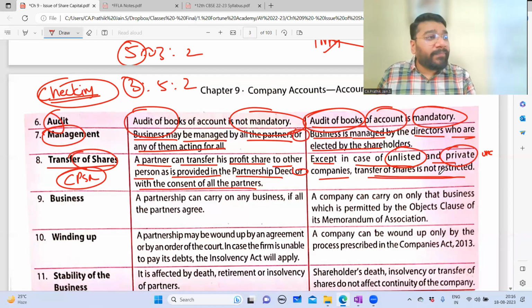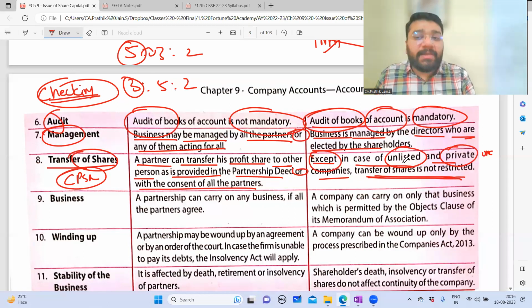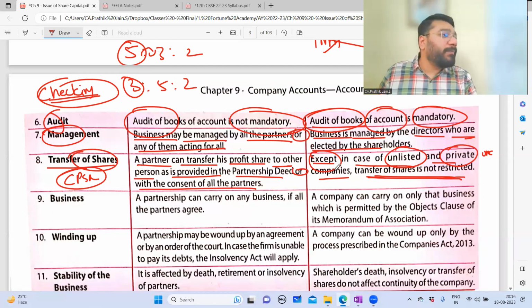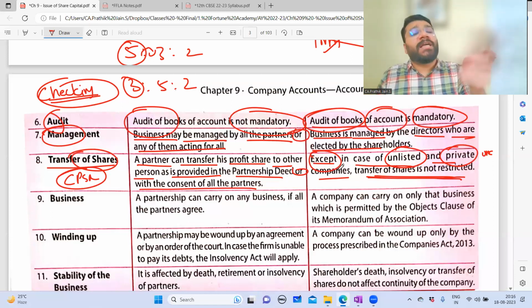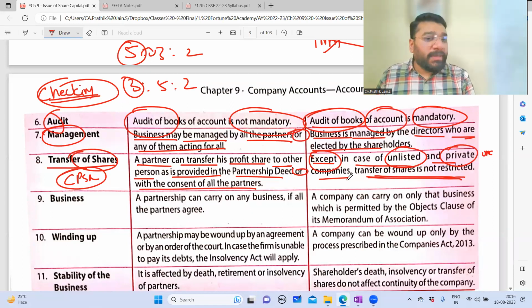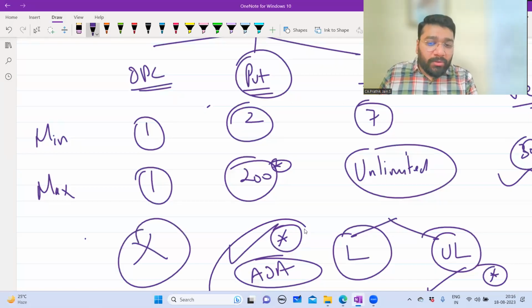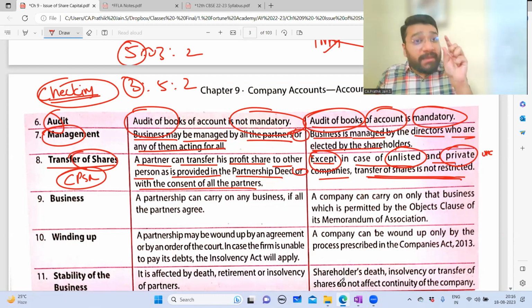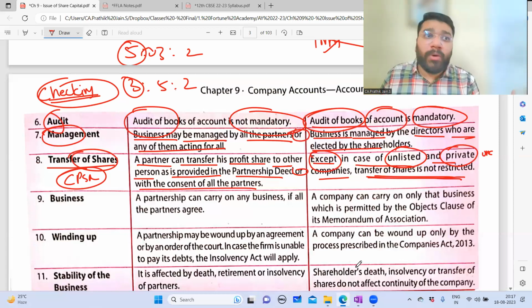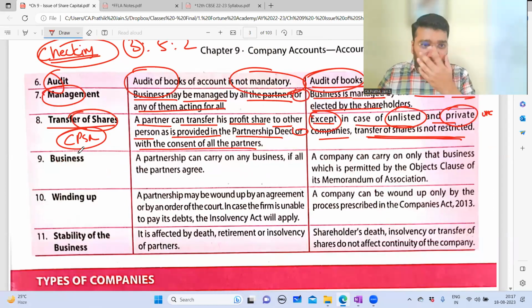What are they trying to say? Transfer of shares is not restricted except in case of unlisted public company, private company, and OPC, which means what? Listed public companies, you can transfer the shares without any restrictions. For all the other cases, the restrictions are there. But for private and unlisted public companies, the restrictions are very easy. You can transfer, but subject to terms and conditions. OPC, you cannot even transfer. Am I clear with what I'm trying to say? Online people, am I clear? Yes, sir.